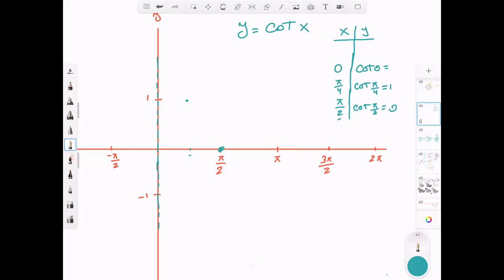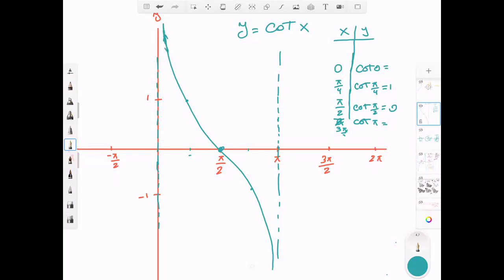Then at pi, cotangent of pi will be infinity again. At 3 pi over 4, we get negative 1. So the graph will be something like this. Exactly opposite of tangent. Where is this graph coming from? It's coming from positive infinity. It's a huge number.